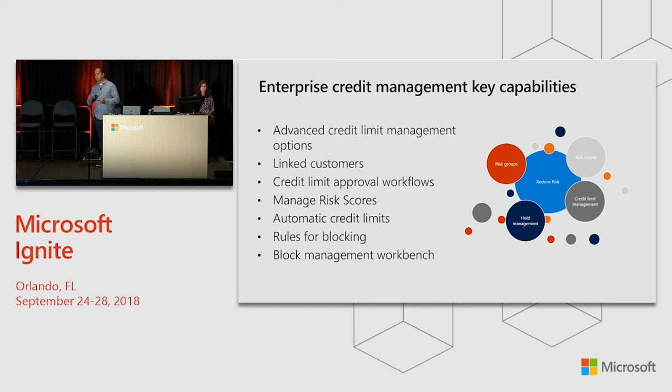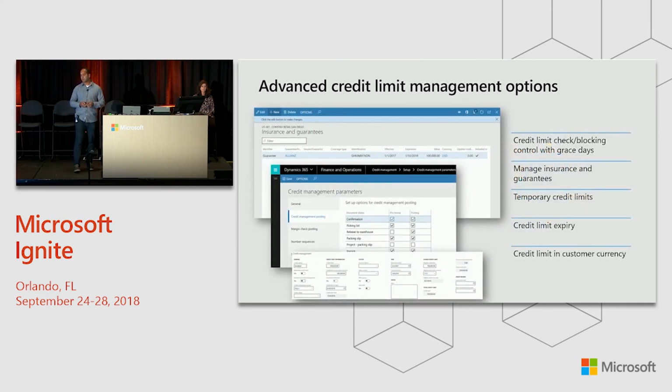So we'll take a double-click again on the enterprise credit management and go a little bit into detail because of the questions that we are getting around this acquisition. Like I said, we get a lot of advanced functionality around the credit limit management. Some of the options that you get is credit limit check and blocking control becomes more granular when you think of business processes. You'll be able to do credit limit check and blocking at places like confirmation, picking list, packing slip, release to warehouse, project invoices, so on and so forth.